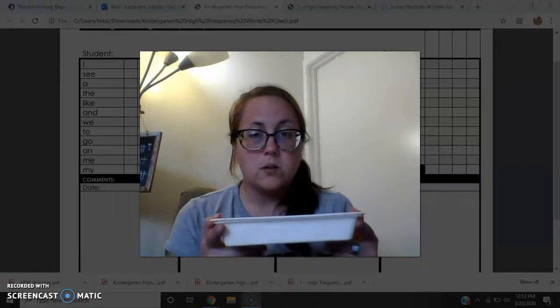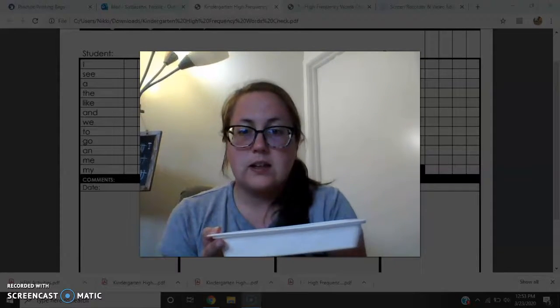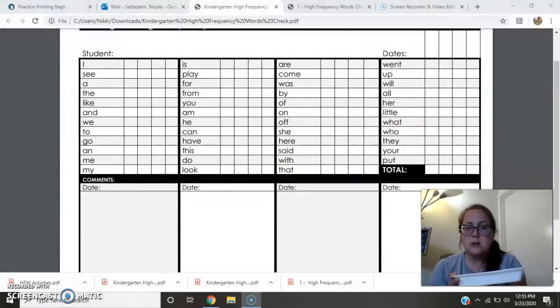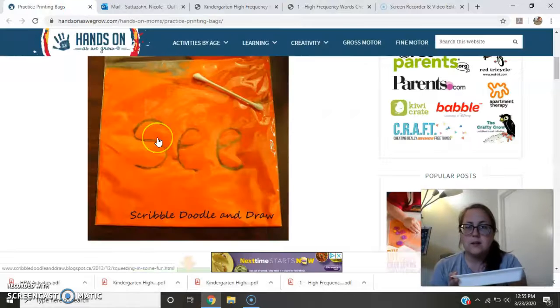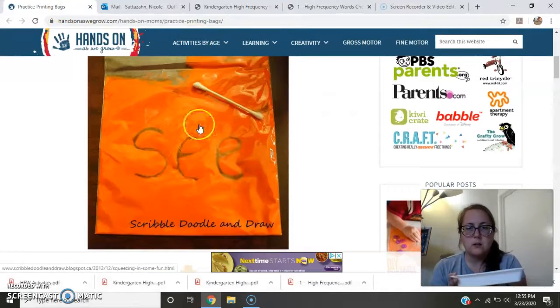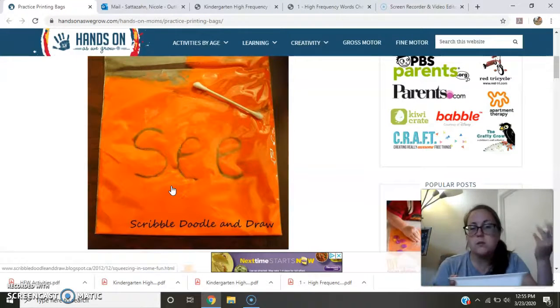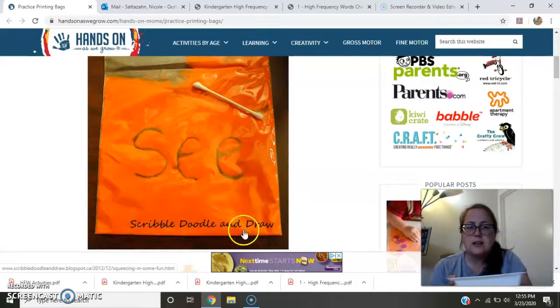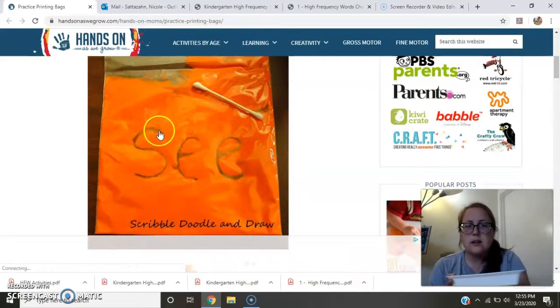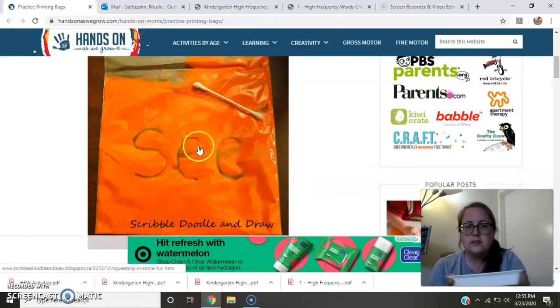If you don't want to use a to-go container, you can see that another parent took a plastic bag and they filled their plastic bag with that substance, salt, sugar, whatever, and then they laid it flat on the table. And then they grabbed a Q-tip, and their student wrote the word see that way.